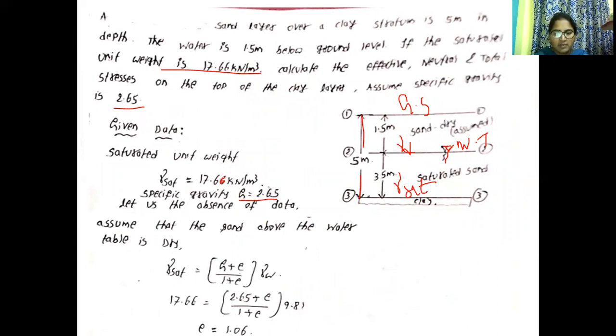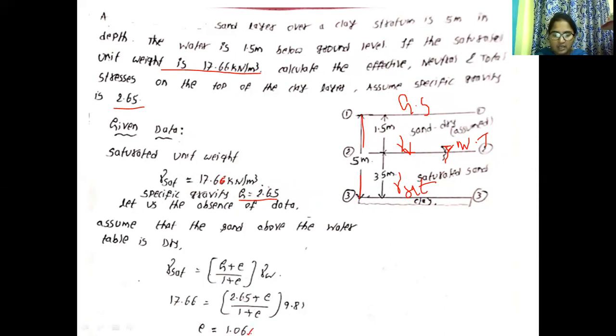Gamma sat is equal to (G plus e) by (1 plus e) into gamma w. Already given gamma saturation value 17.66, and G is equal to 2.65. So 2.65 plus e, what is the value of e? We don't know the e value. Plus 1 plus e into, what is the value of unit weight of water? The unit weight of water, in some cases it is given in the problem, otherwise you can directly take it as 9.81 kilonewton per meter cube. It is a standard value. So finally you can get e is equal to 1.06.